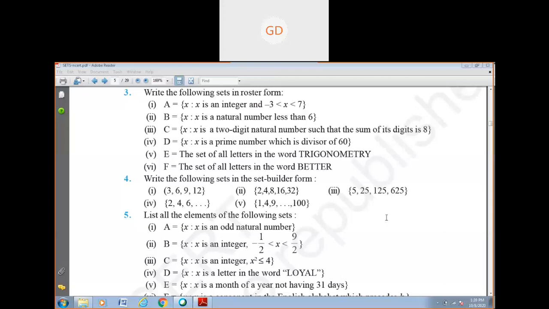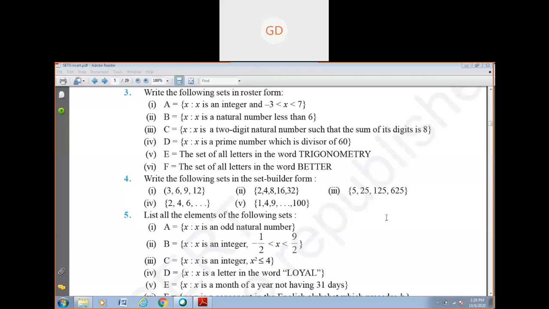So the elements structure is actually 2 to the power 1, 2 to the power 2, 2 to the power 3, 2 to the power 4, 2 to the power 5. That is, the power of 2 is increasing, from 2 to the power 1 up to 2 to the power 5. So this special character of the elements we just have to mention in set builder.